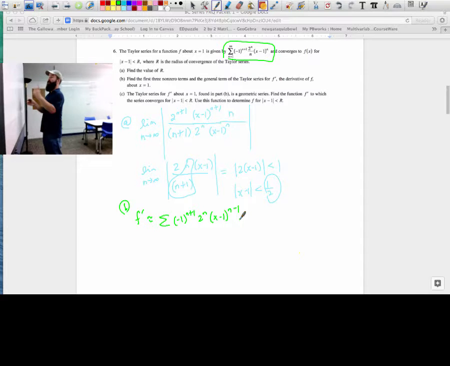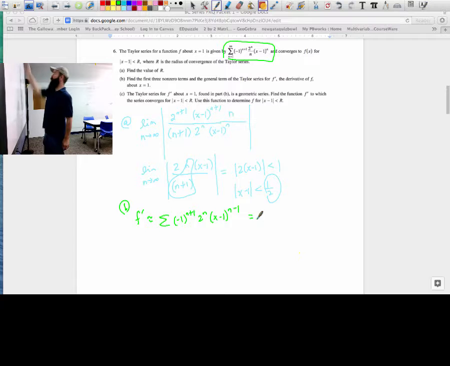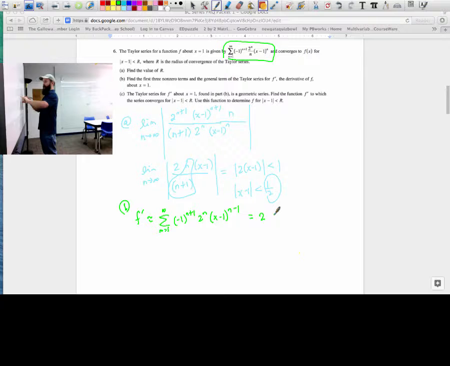And I want the first 3 non-zero terms. And I believe this started at 1, so let's go ahead and put that down as well. So if I plug in 1, I believe I get negative 1 squared, which is 1, 2 to the first, and then x minus 1 to the 0, so that's a non-zero term. And then when I move that up to 2, this gives me a negative 1, so this will be a negative term. 2 squared, which is 4, x minus 1 to the first. And then I move it up to 3, so this would be negative 1 to the fourth, which is positive, 2 to the third, which is 8, and then x minus 1 squared. So those are the first 3 non-zero terms of f prime.